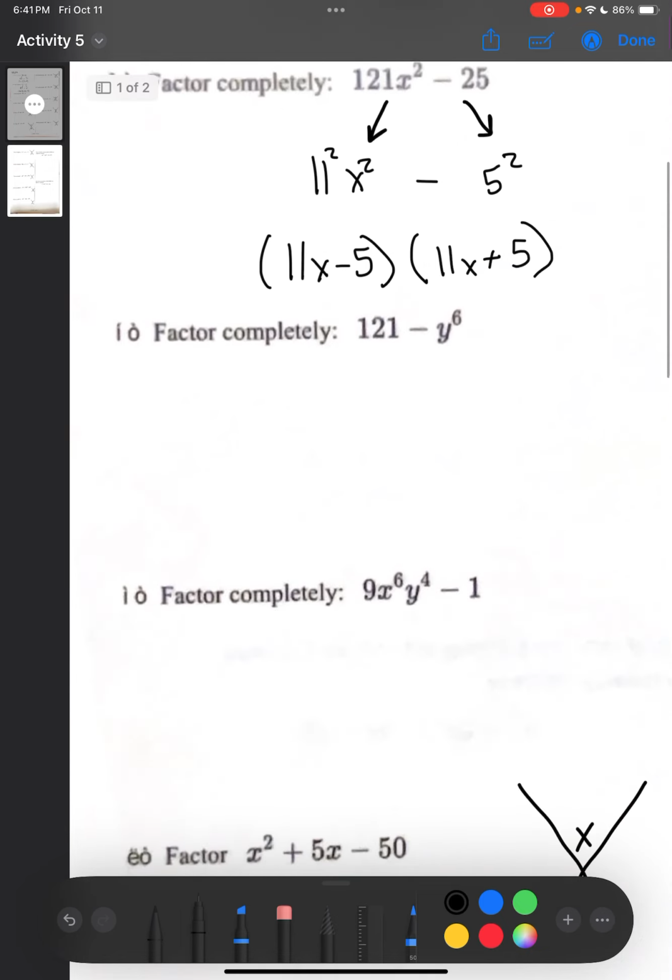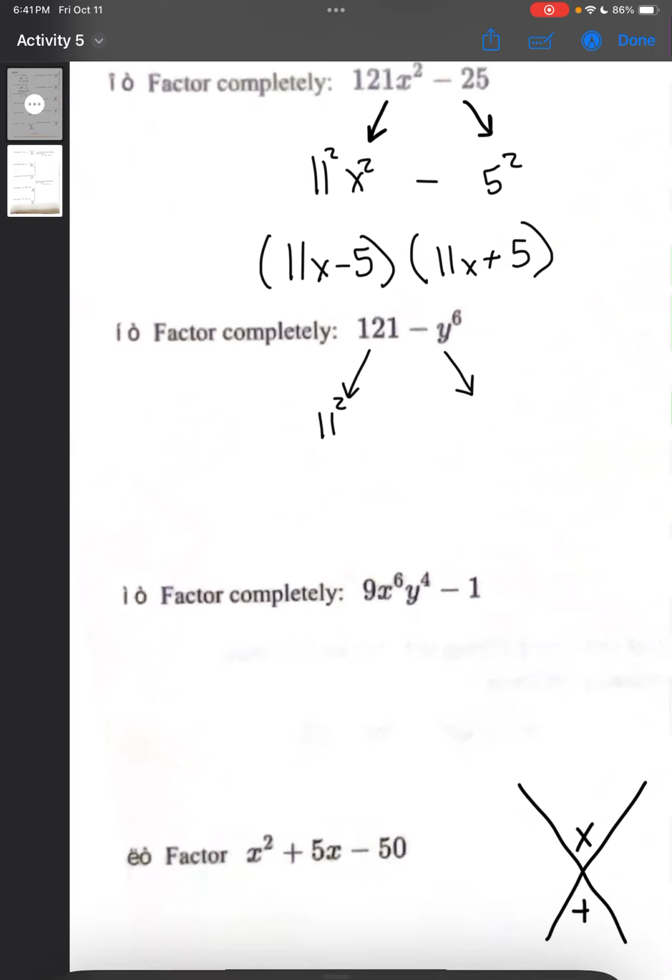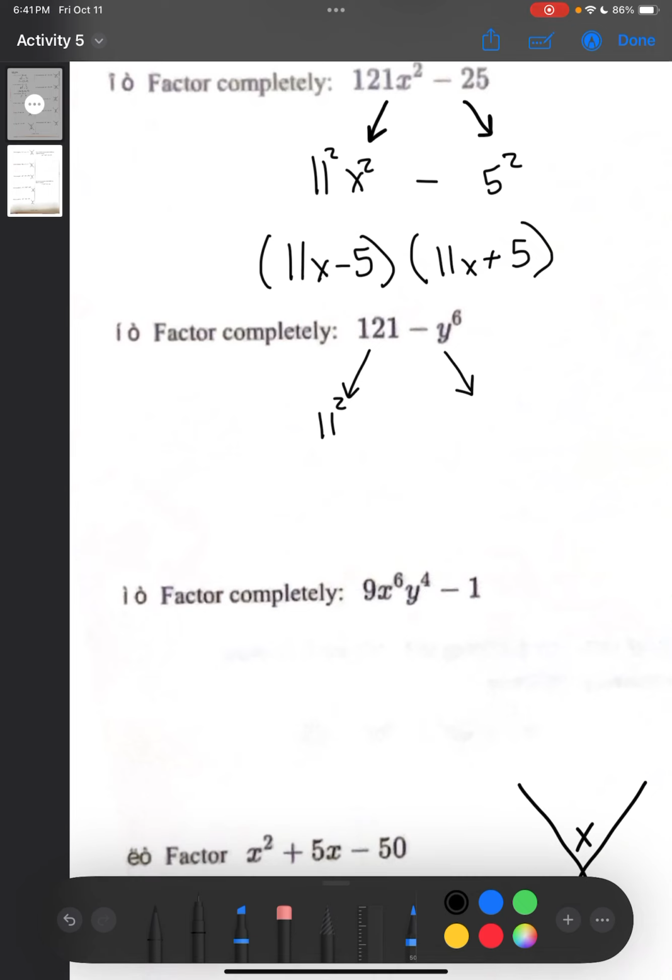And another difference of squares, we see that 121 is 11 squared. However, this y to the 6 is a little tricky one. They want you to see that it's also squared. So y to the 3rd squared is y to the 6th, because when you put a power to its own power, you multiply them, so 3 times 2 is 6. So that's how we get there. Put that subtraction in the middle, and you get 11 minus y to the 3rd times 11 plus y to the 3rd.